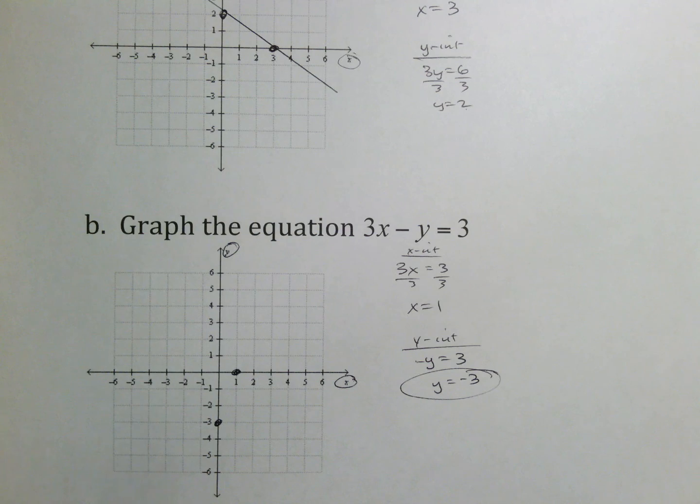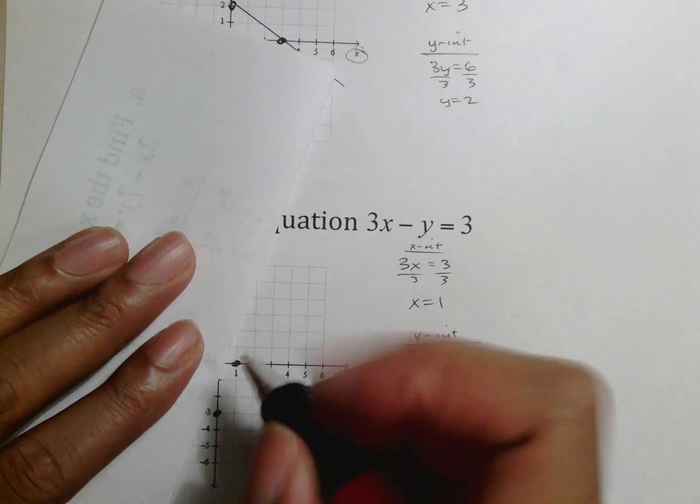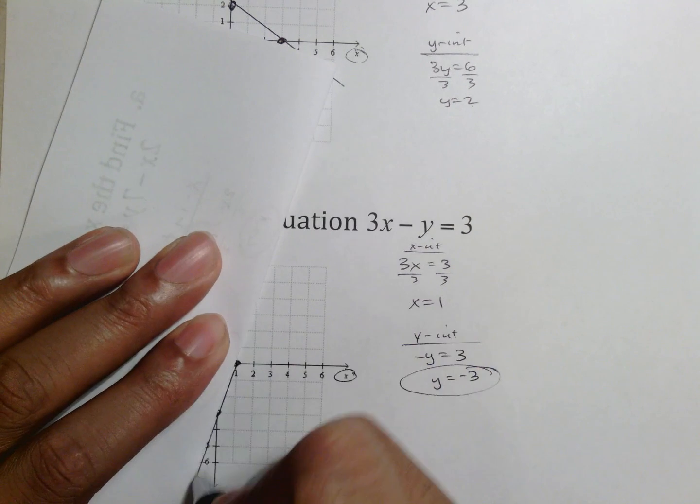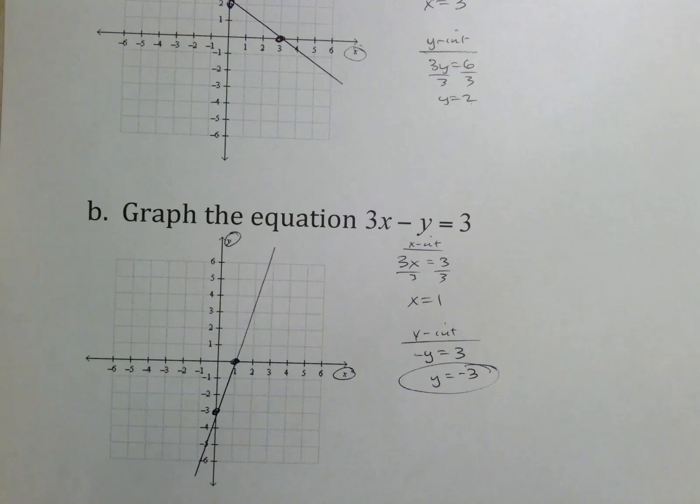And once I have those 2 points, I now take a straight edge, whether you use an ID or something else. Just make sure that line goes all the way across that region in order to do it the right way.